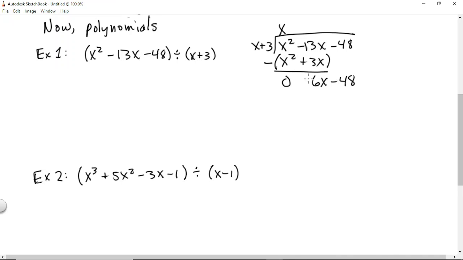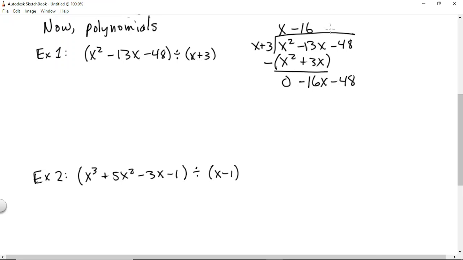Okay. So we actually have negative 13x, there it is, minus that 3x. So that's minus 16x. And then we brought down, again, the negative 48 to here. Okay, so now, backing up, we want to see how many times this x goes into negative 16x. We want a number that when we multiply it by the x, we get negative 16x. And that is negative 16.